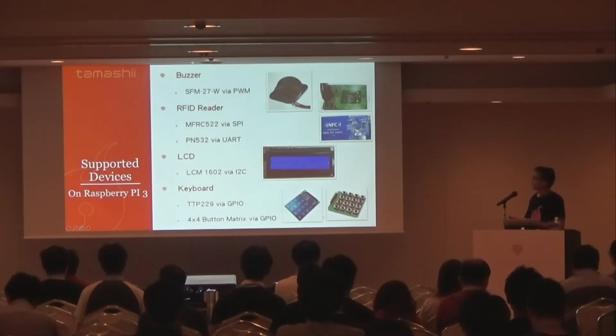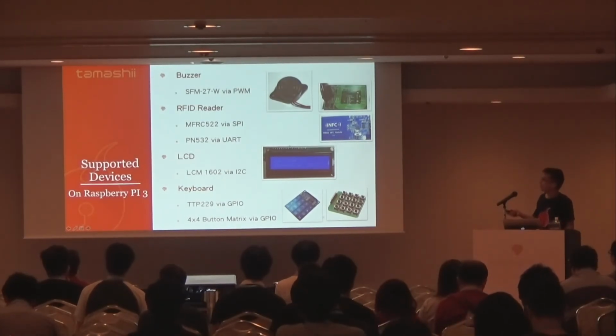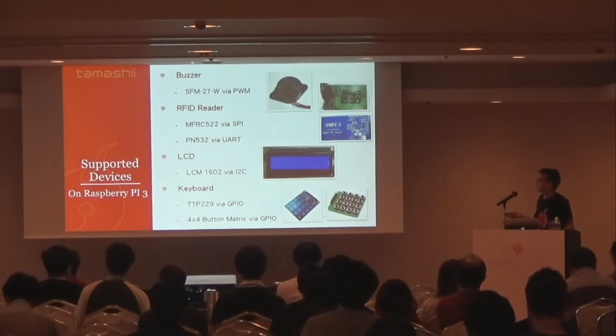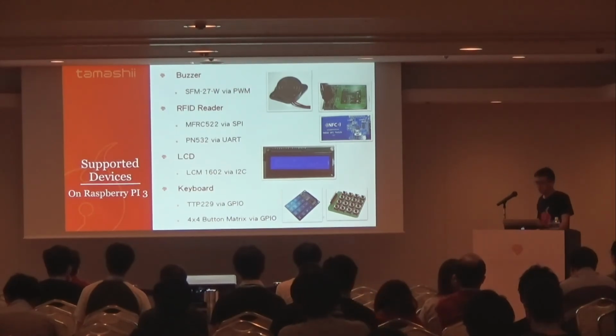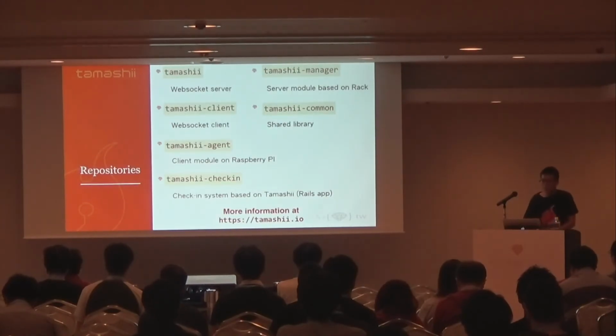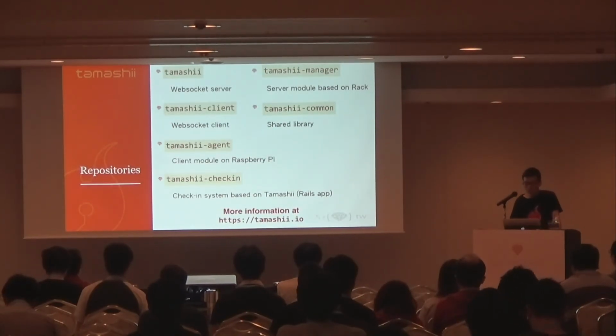Here is the device list of what we already support in our Tamashii system. There are 4 categories: buzzers, RFID readers, LCD displays, and keyboards. Keyboards are not the usual keyboards used on your personal computer. This is for embedded systems. It has 16 keys and you can touch it. Tamashii is an open source project.